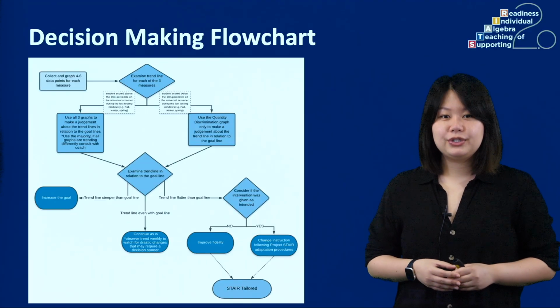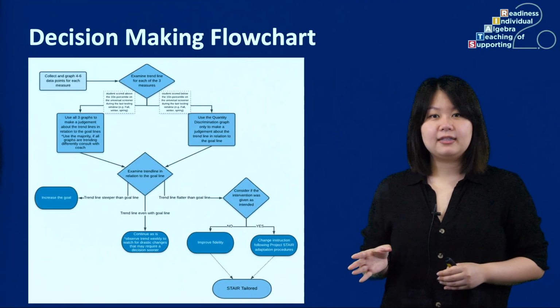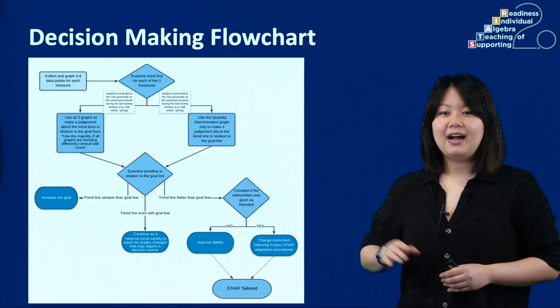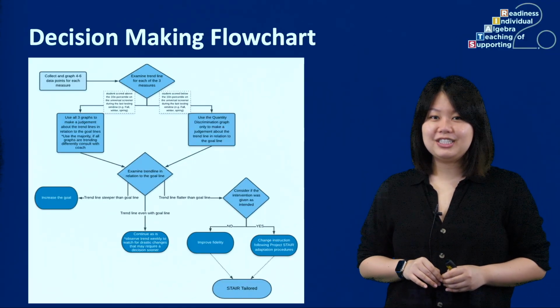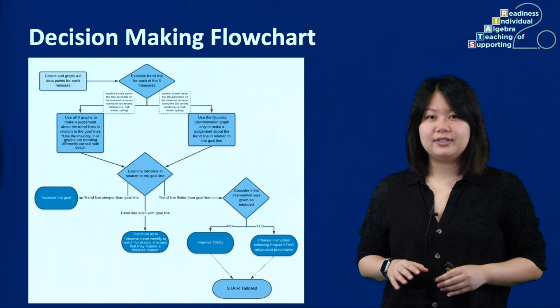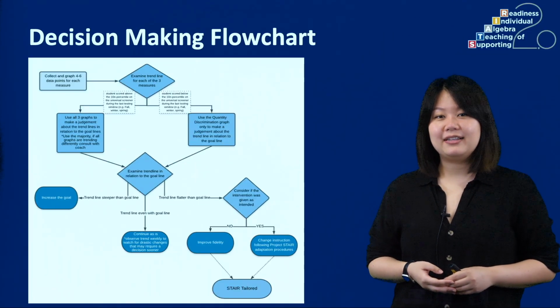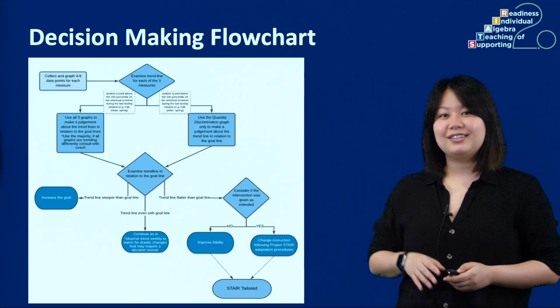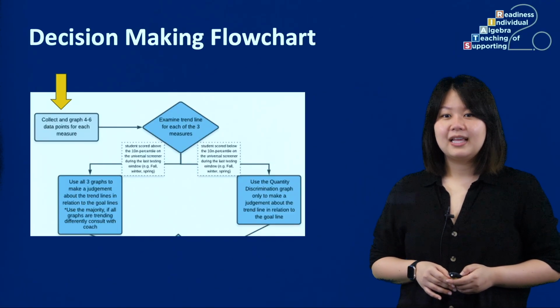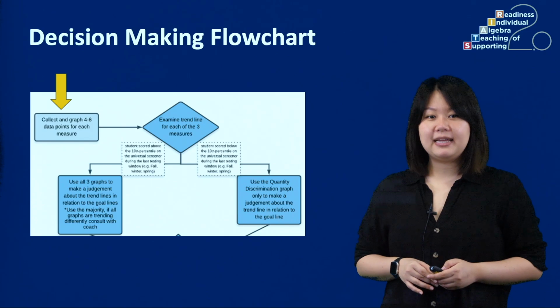When using individual student data to make decisions about math instruction, this flowchart can be helpful to refer to as it takes you through each step with instruction on what to consider. This flowchart can be helpful and serve as a guide for you throughout the DBI process, and let's take a closer look.